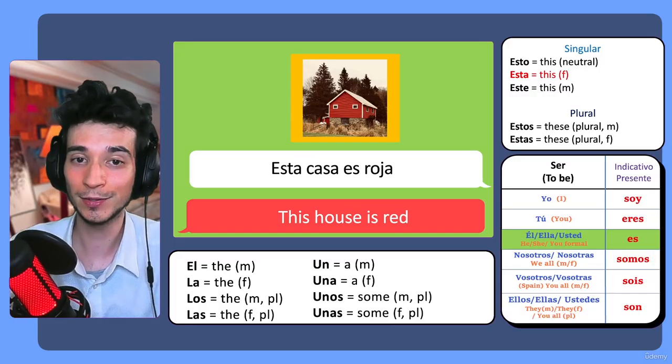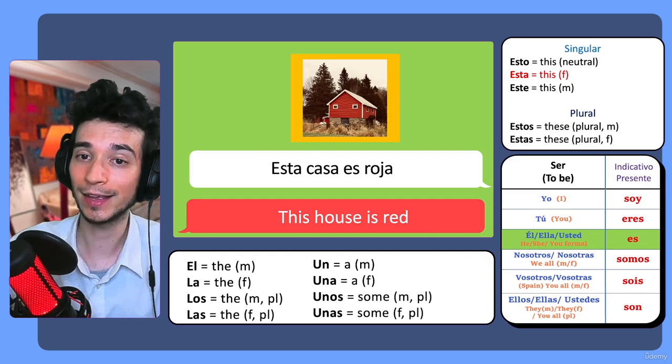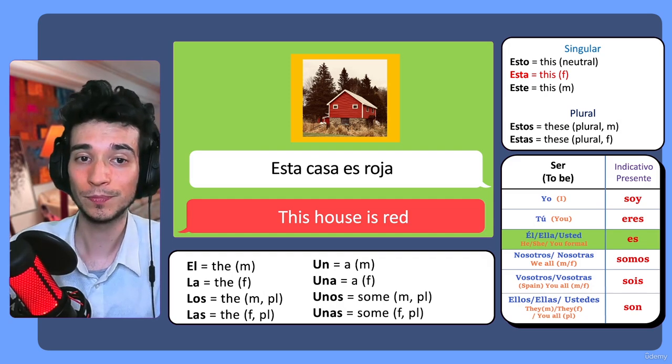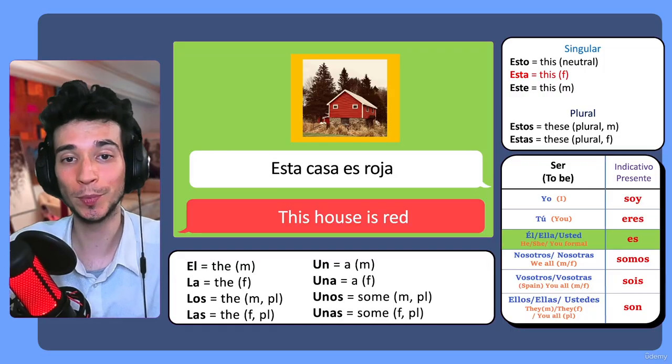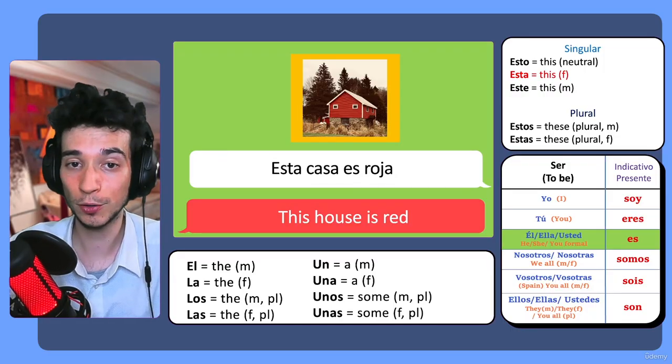Okay, and the next one. Esta casa es roja. This house is red. Esta casa es roja. If you want to use esto, I don't recommend it, but you would say esto es una casa roja.